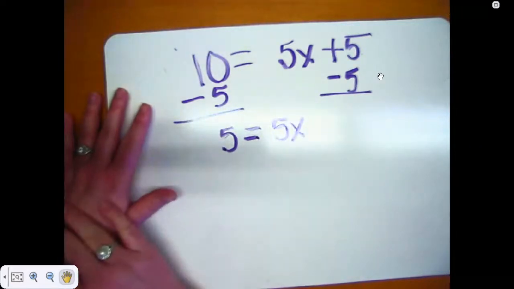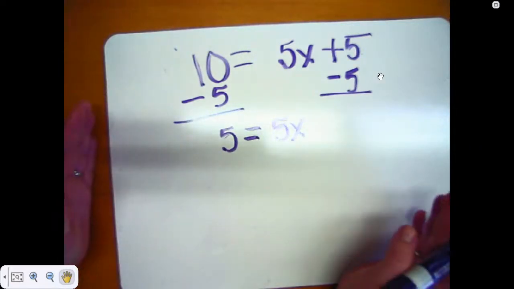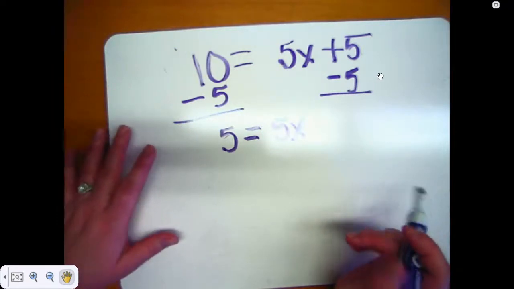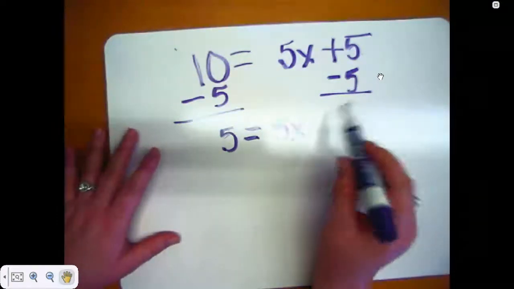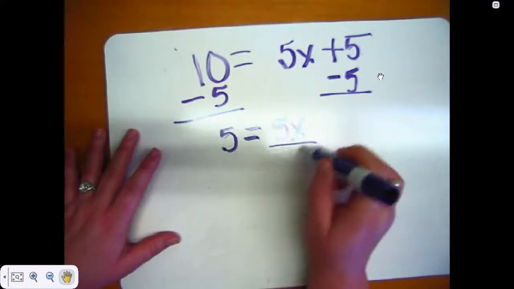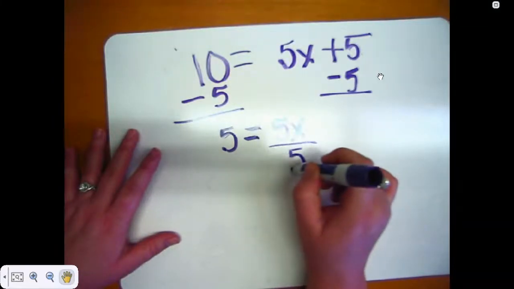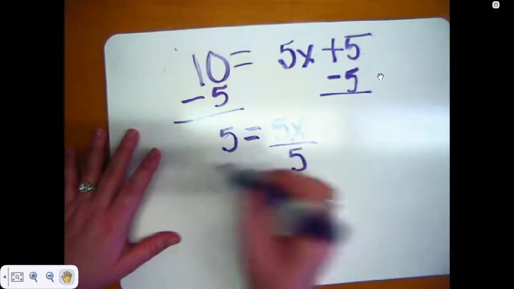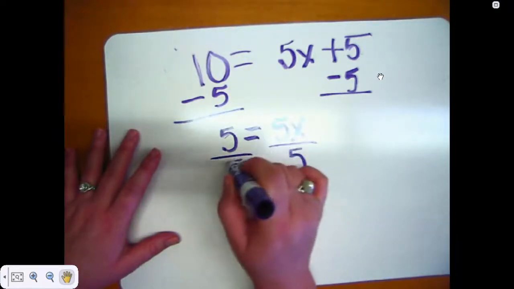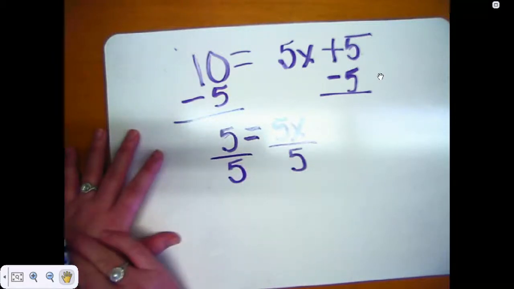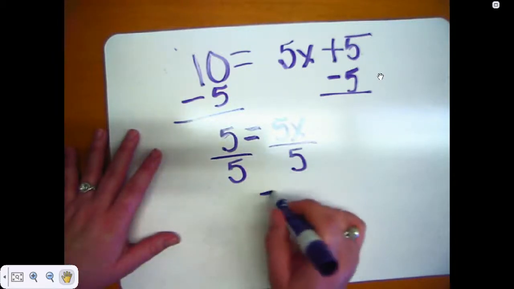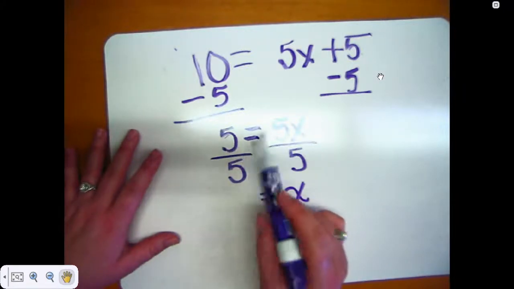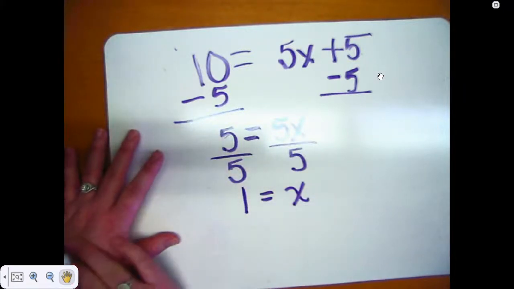But I am not finished because I don't need to know how many are in 5 cups. I need to know how many are in 1 cup. So again, I'm going to do the inverse operation here. So I'm going to divide by 5 because the inverse operation of multiplication is division. And if I divide one side by 5, I have to divide the other side by 5. That leaves me with x is equal to 5 divided by 5 is 1.